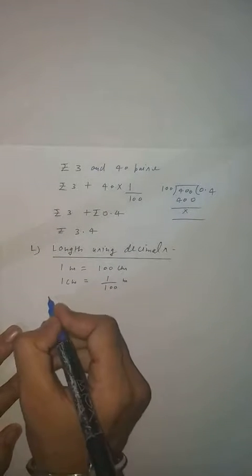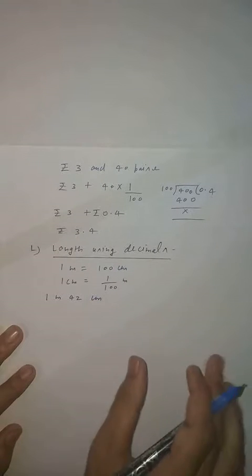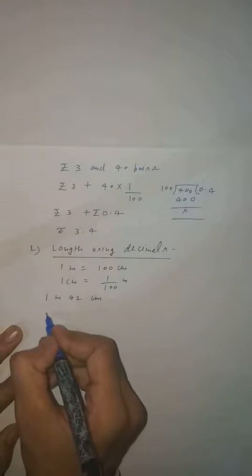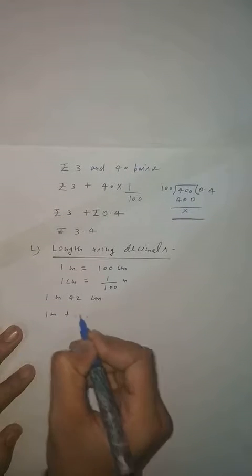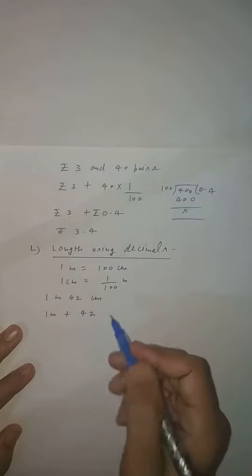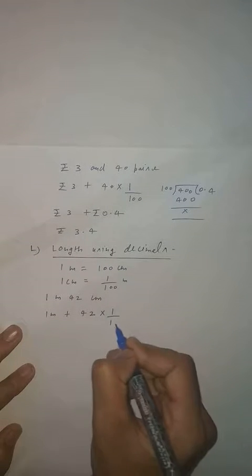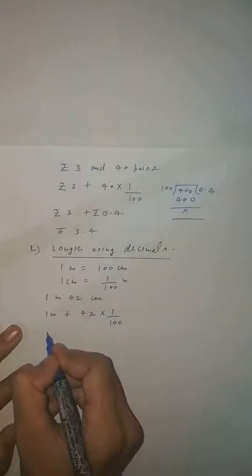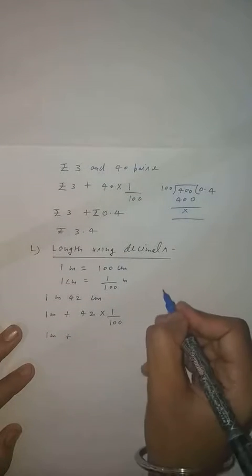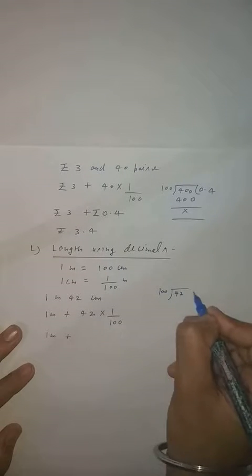If given 1 meter 42 centimeter and you have to convert it into meter, so what you will do? 1 meter, you will write down the same, plus 42. You know that 1 centimeter equals 1 upon 100 meter, so you will multiply by 1 upon 100. Clear? So this will become 1 meter, same. But here you have to find out 42 upon 100. How will it come, student? So 100, and here you will write down 42.